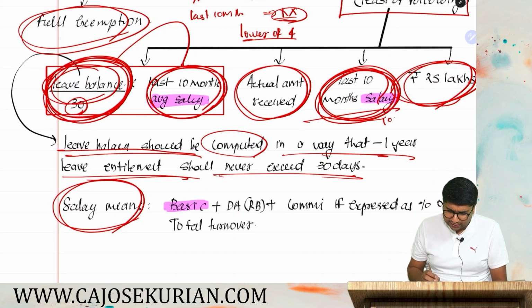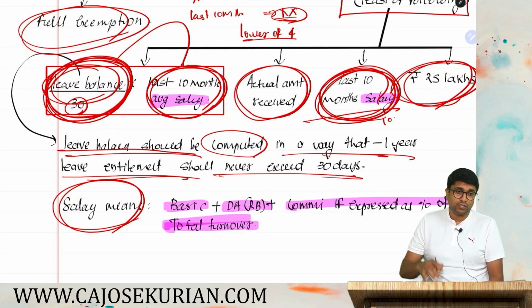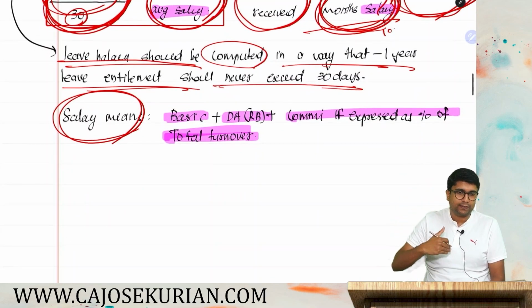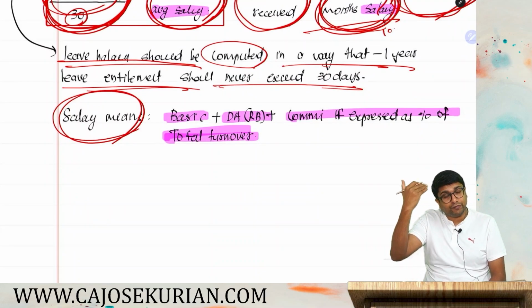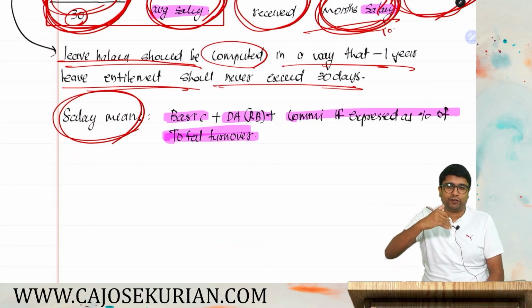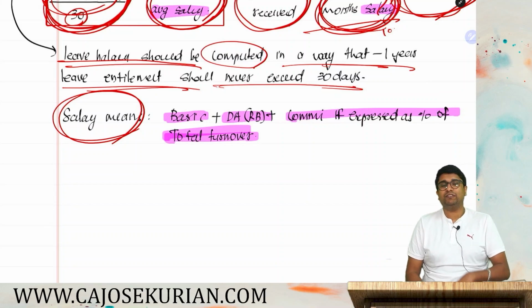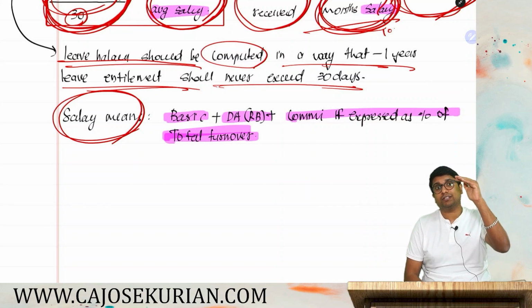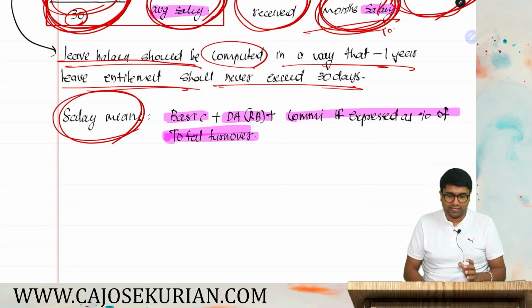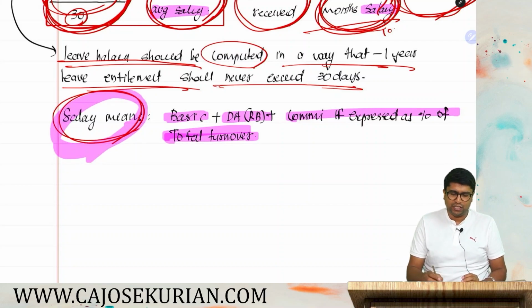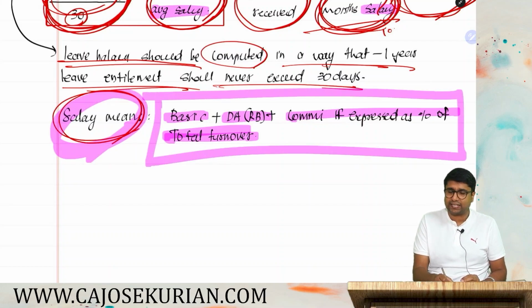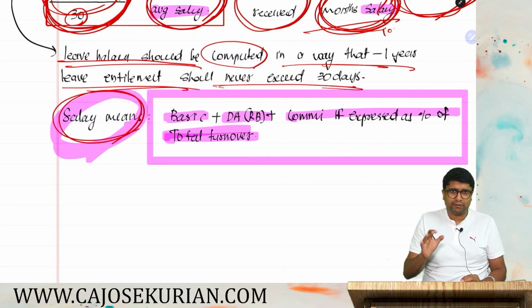You take the basic salary, then DA if it forms part of the retirement benefit, then commission if it is expressed as a fixed percentage of your total turnover. So you are getting basic salary, you have to take it. You are getting DA only if it is a part of your retirement benefit, you have to take it. And if you are getting commission which is expressed as a fixed percentage of the total turnover of the employer, you have to take that commission as well for the purpose of the salary definition. So this same definition we have seen in HRA also. They are using the same definition for the salary.